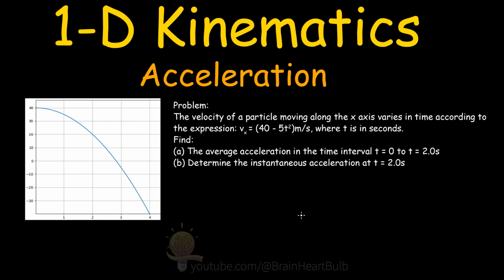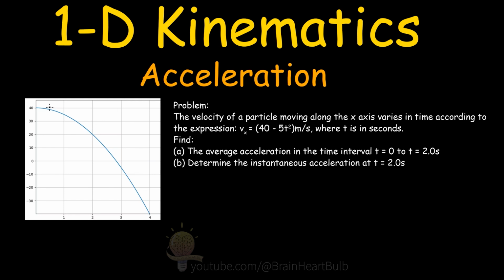The velocity of a particle moving along the x-axis varies in time according to the expression Vx equals 40 minus 5t squared, where the velocity is in meters per second and t is in seconds. Find A, the average acceleration in the time interval t equals 0 to t equals 2.0 seconds, and B, determine the instantaneous acceleration at time 2 seconds.